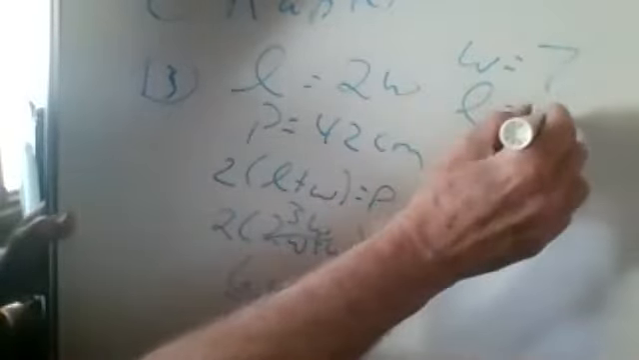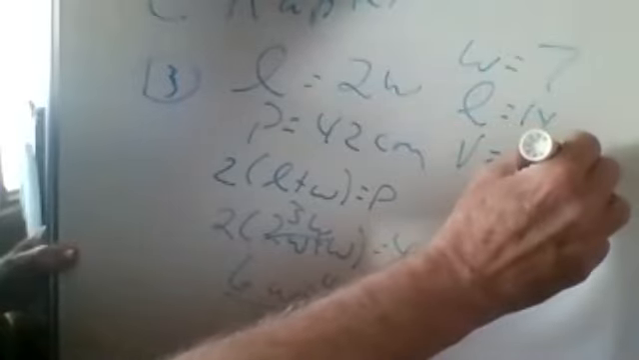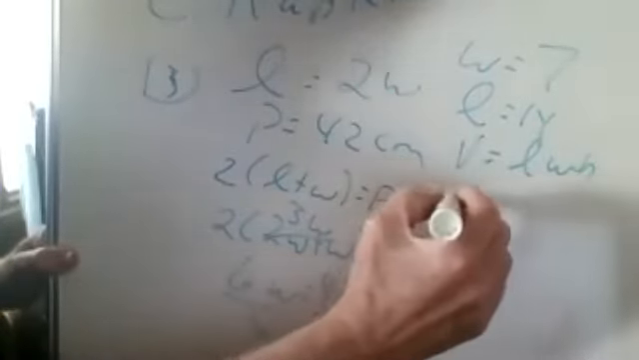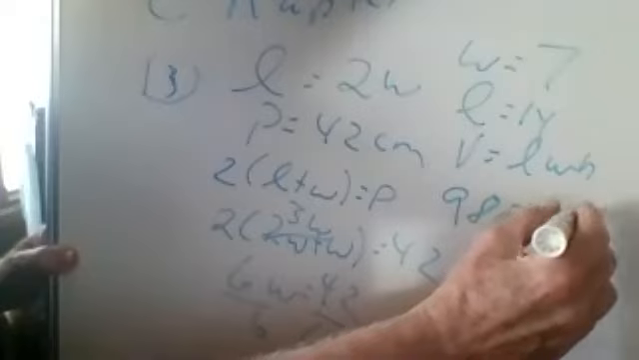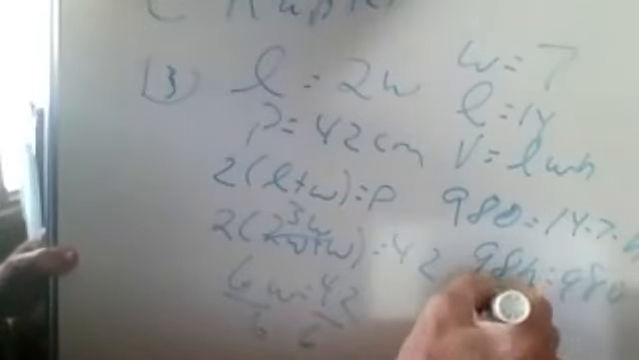So if my width is 7, then that means the length is 14, okay? Which means the volume is length times width times height. So the volume I said was 980. So 980 equals 14 times 7 times h. Well, 14 times 7 is 98. So 98h equals 980. Divide both sides by 98. Obviously, h equals 10.